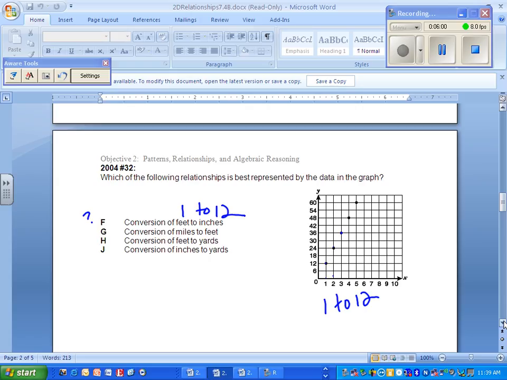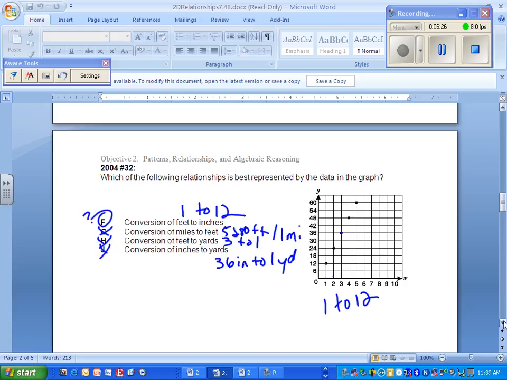Go miles to feet. All right, miles to feet, I think there's 5280 feet in a mile. That is certainly not 1 to 12, so that's not it. Feet to yards, 3 feet to 1 yard. That's not it. Inches to yards, well, if there's 3 feet in a yard, that means there's 36 inches to 1 yard. That's not it either.